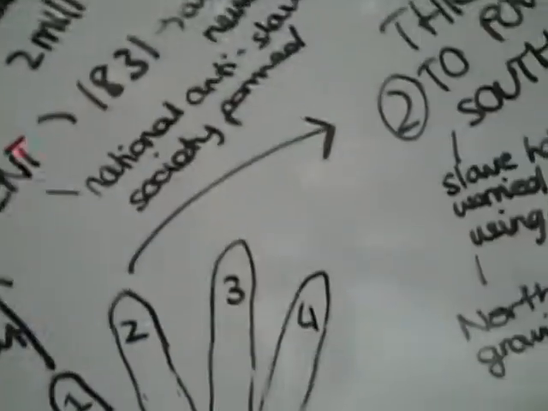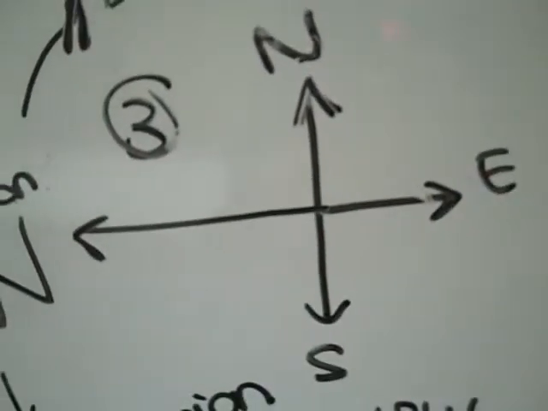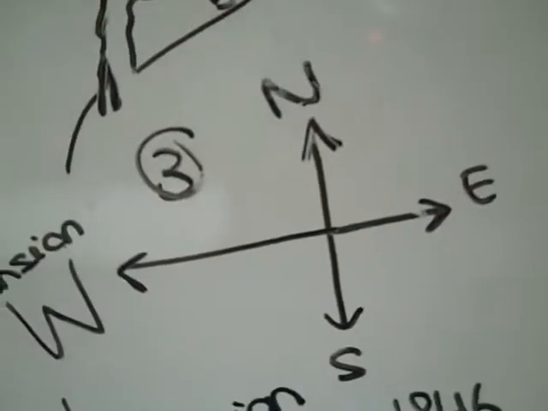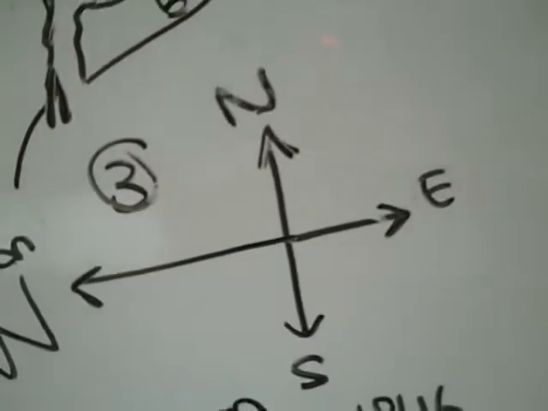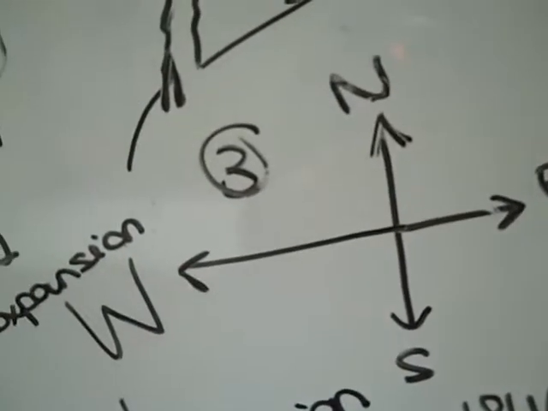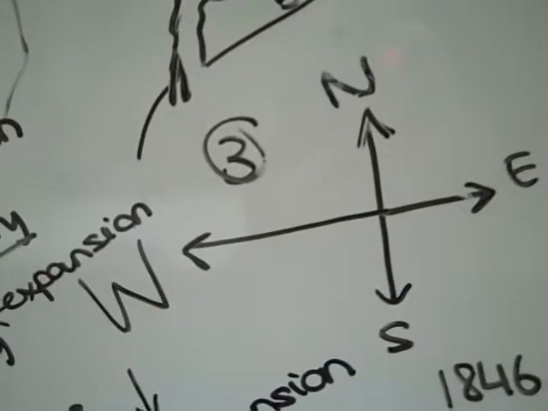A third reason is, you can see here, the student has written north, south, east and west. One of the other reasons why the American Civil War begins is as a result of tensions caused by the expansion into the western United States at this time.